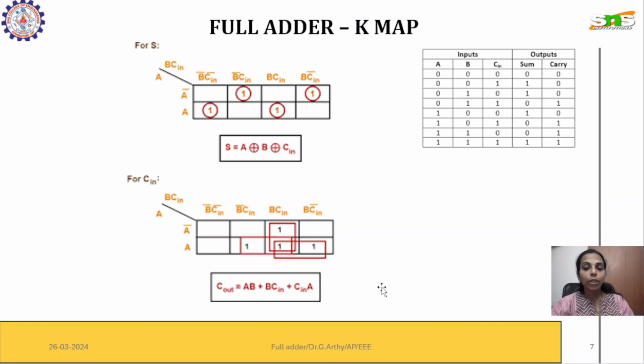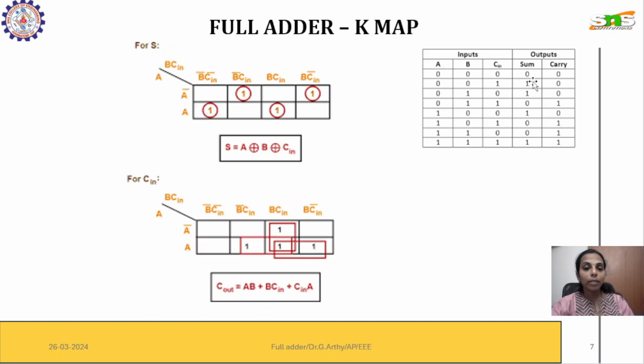Now we have to draw the K-map. We'll draw it for the outputs. How many outputs do we have? We have two outputs, sum and carry. So this is the K-map for sum and this is the K-map for carry.